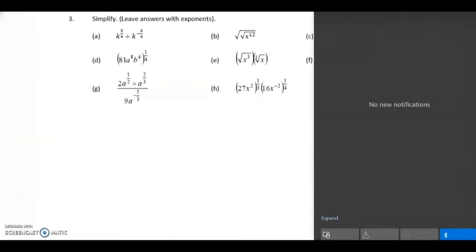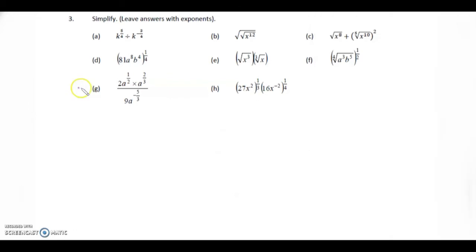Okay, number 3, simplify, leave your answers with exponents. So when we divide two numbers that have the same base, what we actually do to the exponents is we subtract them. So we would have 5 over 4 minus negative 3 over 4. And I'm going to say really pay attention to this double negative. So I get 8 over 4, which is k squared.